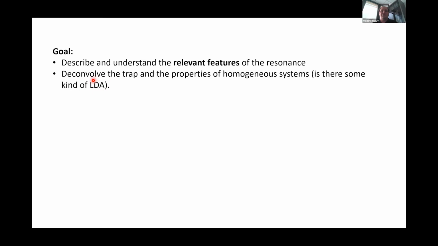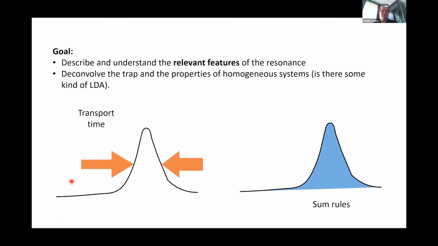And so, are there other features that we can extract from the experimental data that can relate to homogeneous materials? Essentially, when you see a peak like this, there are two features that you can try to interpret. First, the width of the peak, which, as we will see, as usual, is associated with some damping time, and that's going to be the transport time of the system.